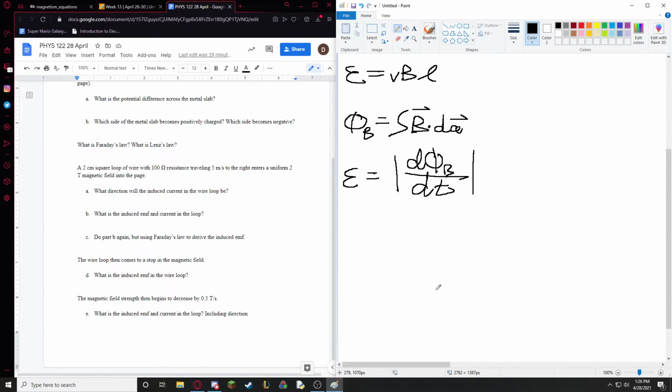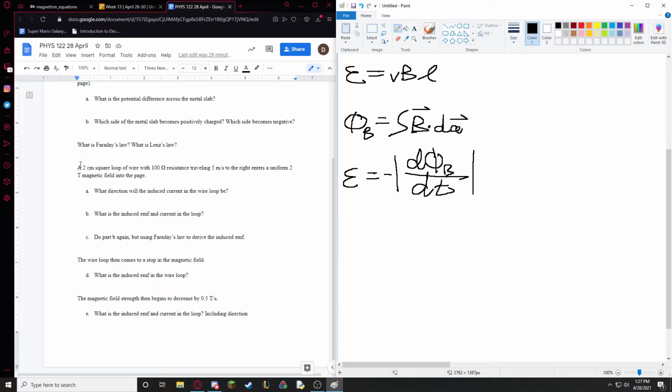And then he doesn't have it in the formula sheet, but I also like to think about a negative sign here just to remind us that it's going to oppose the change in flux. So let's go ahead and hop into an example.